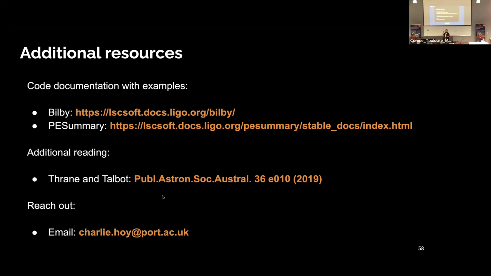There is a very good paper by Eric Thrane and Colin Talbot, which I encourage you to read. It tells you all about how to do gravitational wave Bayesian inference and all of the fun complexities associated with it. It also goes into hierarchical inference, which you'll hear about later on this afternoon.